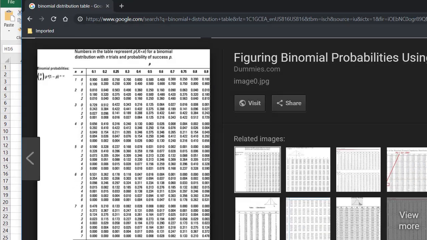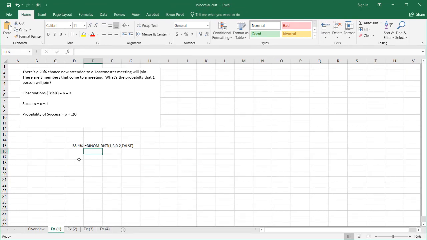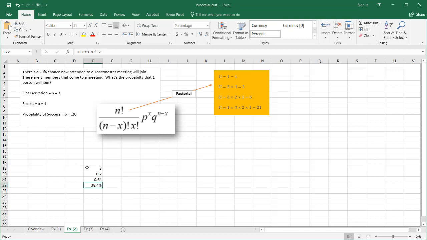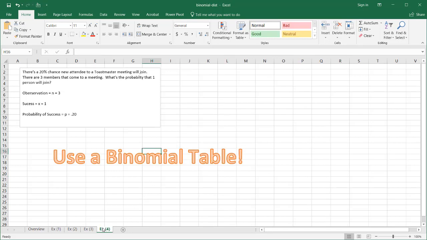Let's go back to our Excel. So there's our 4 ways we can do it. You can see we've got the easiest way using the binomial function. Another way, if you want to be a little ambitious, is to use the formula and figure it out. And our third and fourth ways, the third has you putting in the different scenarios and plugging it out, and the fourth is using the binomial table.